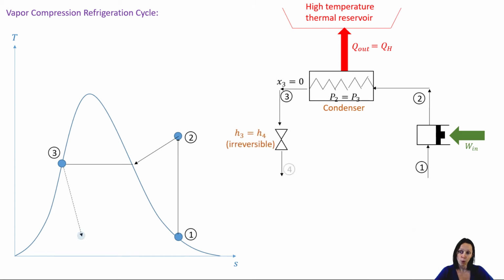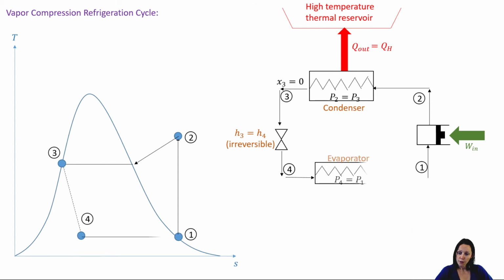Then from 3 to 4, you have an isenthalpic expansion in a throttling process or a throttling valve. So H3 and H4 are equal to one another. And you'll notice from 3 to 4, it's drawn as a dotted line, and that's because it's an irreversible process. Ideal cycle assumptions still apply. So all of these processes, if it's an ideal cycle, would be reversible, except for that throttling process, which is inherently irreversible.